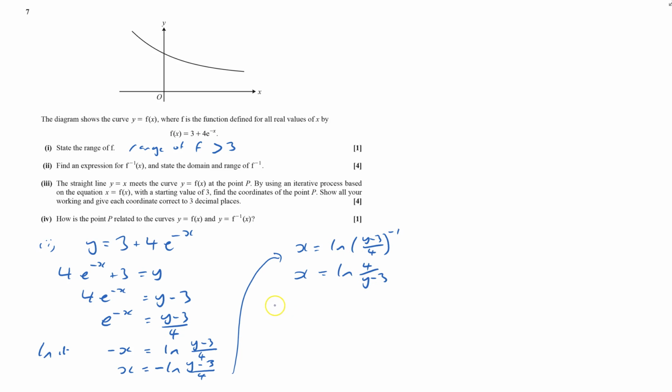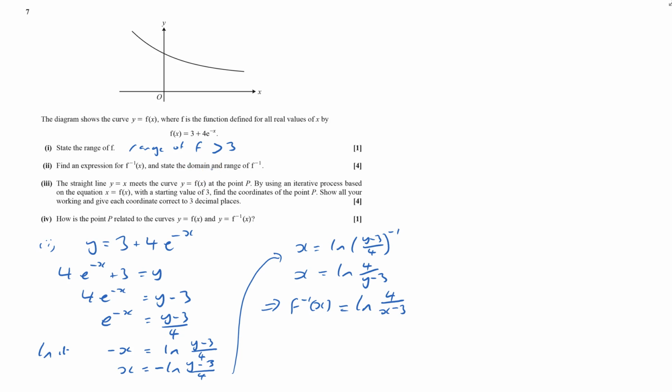And that means I now know what it is, and therefore the inverse of f, but the inverse doesn't want the letter y in it, because I introduced the letter y to make my life easier. The inverse must be a function of x, so I replace the y with x. So the inverse is ln of 4 over (x minus 3). And that does that bit.